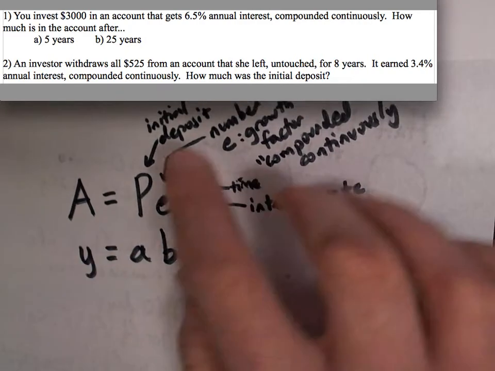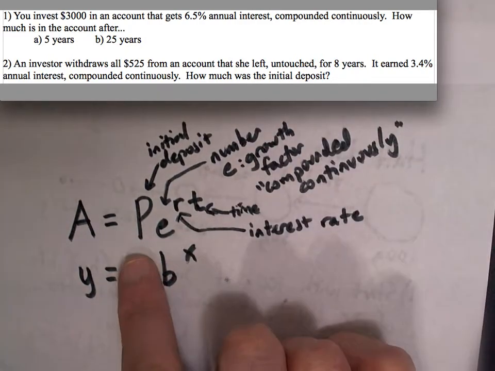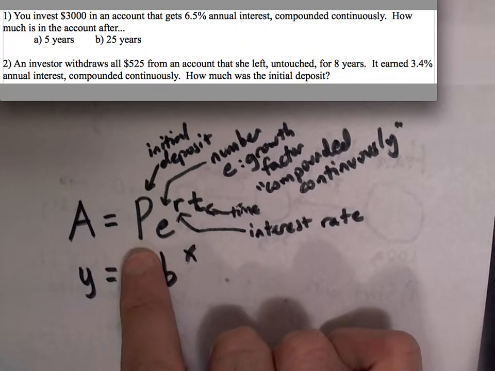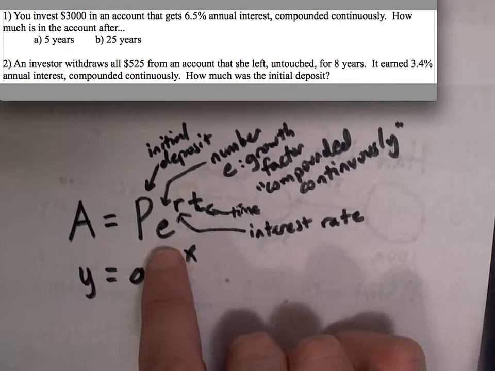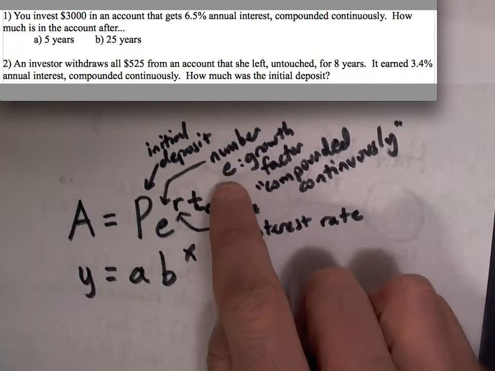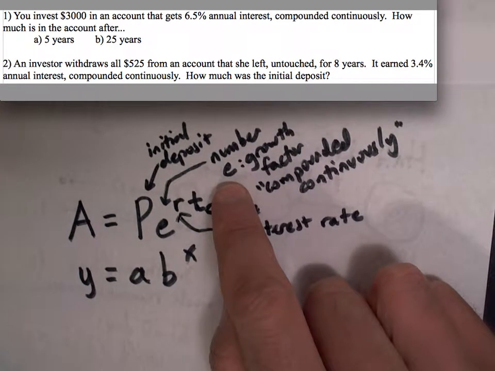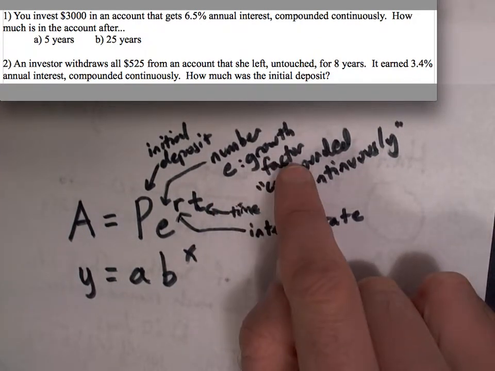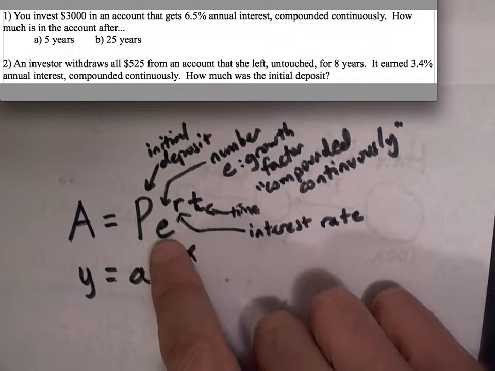So A is your final amount, and P is your principal, which is your initial deposit, which matches up to A. E is not a variable. Remember, it's the number e, approximately 2.71. That's your growth factor. It's growing. It's greater than 1. It's 2.7.